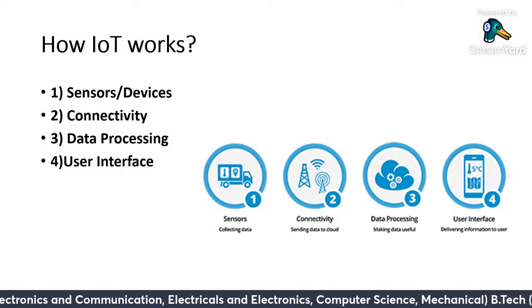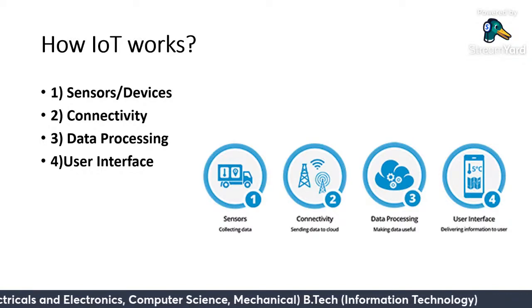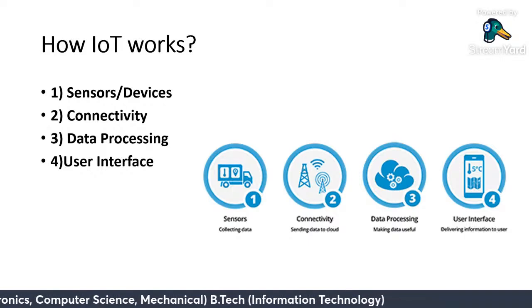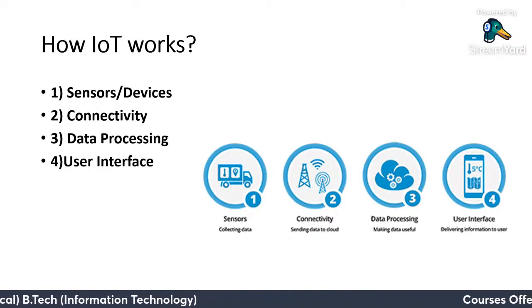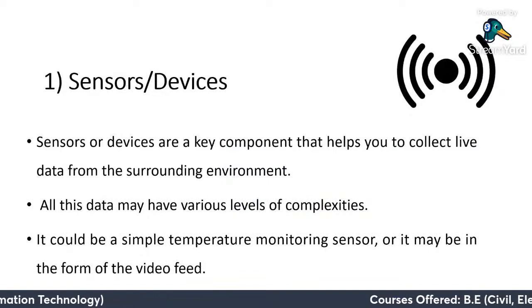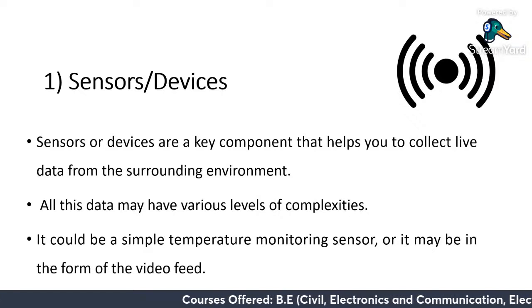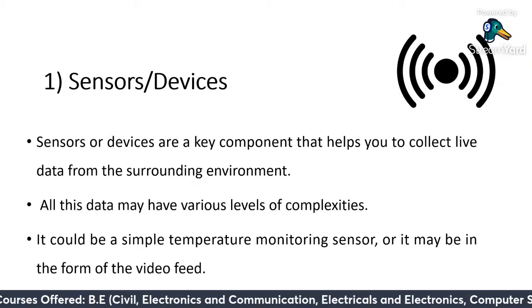And how IoT works. IoT works based on four components: sensors or devices, connectivity, data processing, and user interface. Coming to sensors and devices, sensors are the key component that helps us collect data from a particular source or the particular environment that we use.